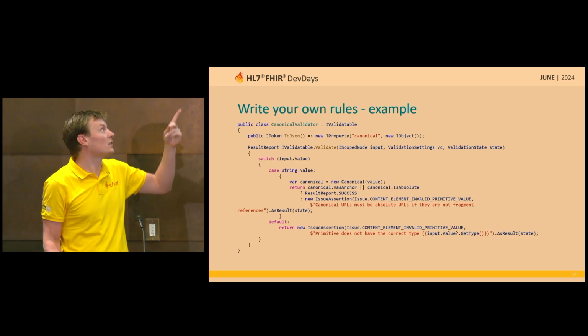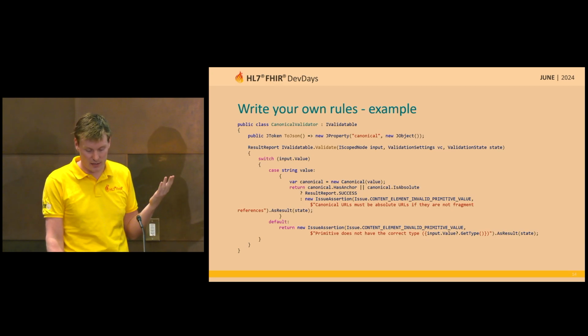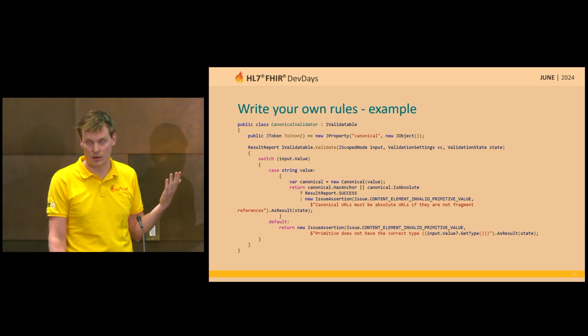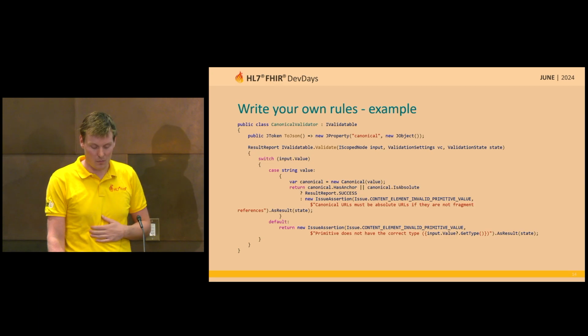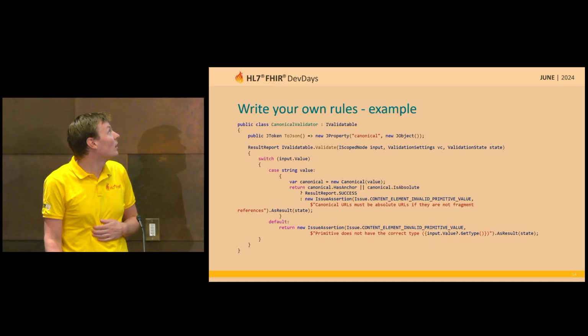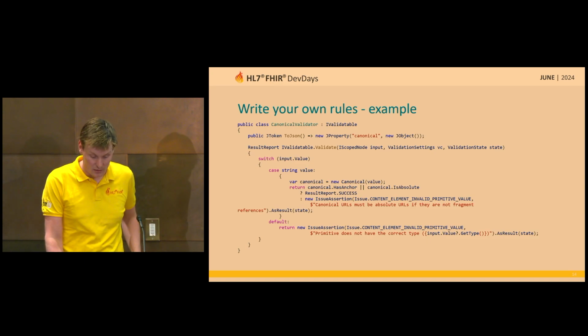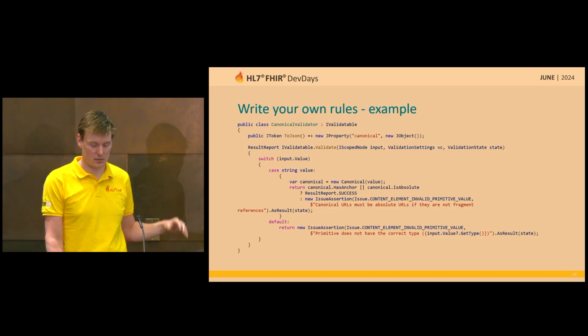It will first see, is this actually a string? Well, if it is, then is it an anchor? Is it absolute? Then it's a valid canonical. If it's not an absolute URL, we'll say, well, this is not a valid canonical URL, and we'll return an error in this case. And this is also a way for you, if you use the validator, to write your own rules that we haven't defined yet, or specific rules that you want that are not expressed in FHIR.